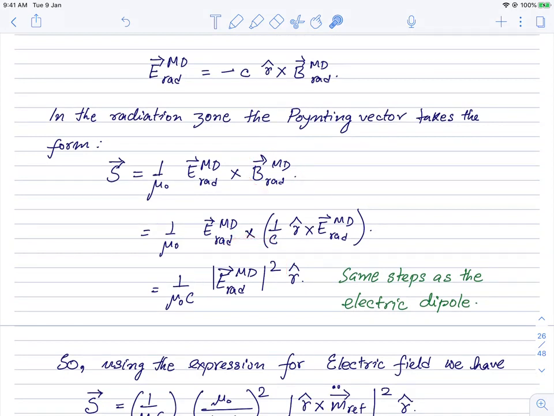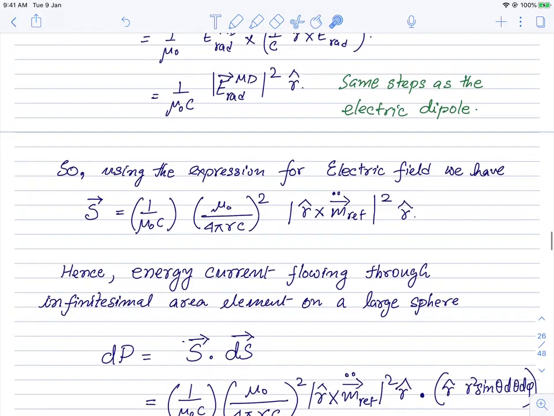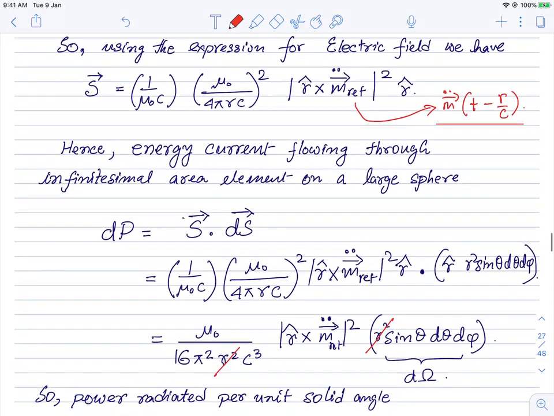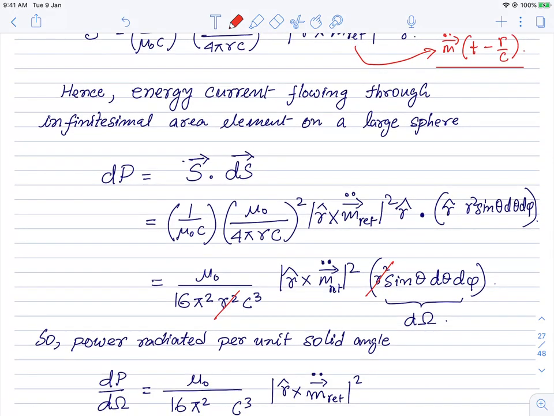It's the same exercise as in the dipole. Okay, same steps. So basically, now you just take this and find the mod of this thing square. So it's r hat times the magnetic moment double dot. Okay, of course it's retarded. This implies that I have to consider the magnetic moment, double dot, at the time t minus r by c. We have to consider the retarded moment. Okay, so if we do that, then we again try to find the differential power, or the power emitted per unit solid angle.